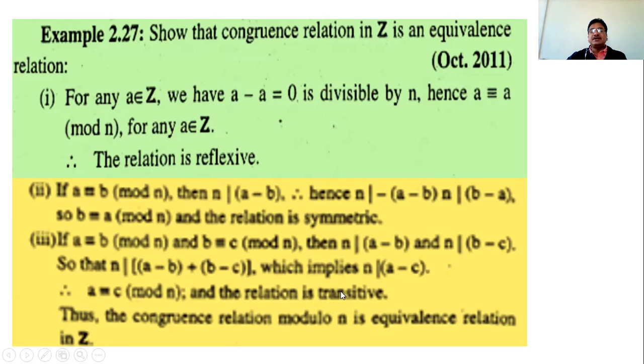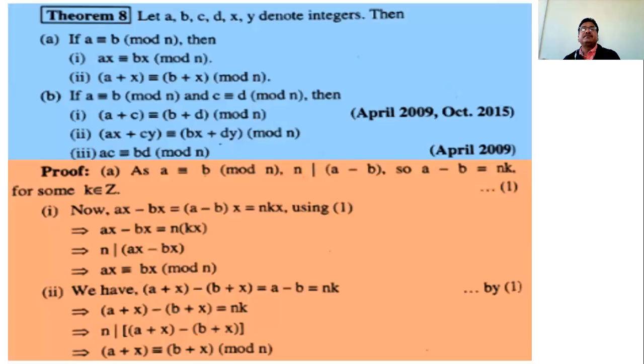And therefore the congruence relation is transitive, and hence the congruence relation modulo n is an equivalence relation on Z, because the congruence relation is reflexive, the congruence relation is symmetric, and the congruence relation is transitive. Therefore, the congruence relation in Z is an equivalence relation. Similarly, the next problem, some properties of the congruence relation.